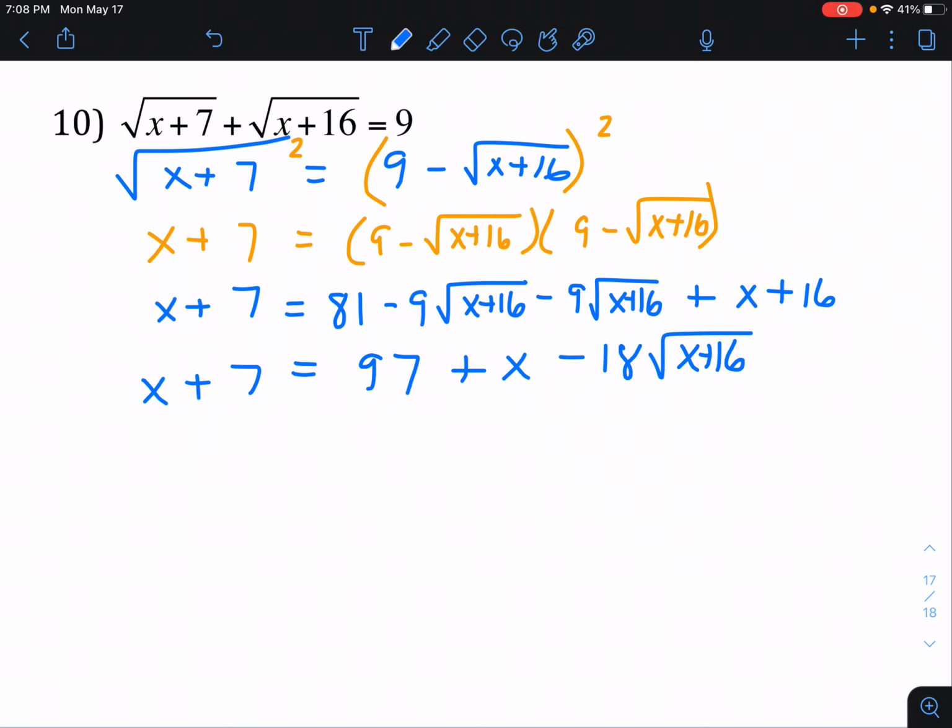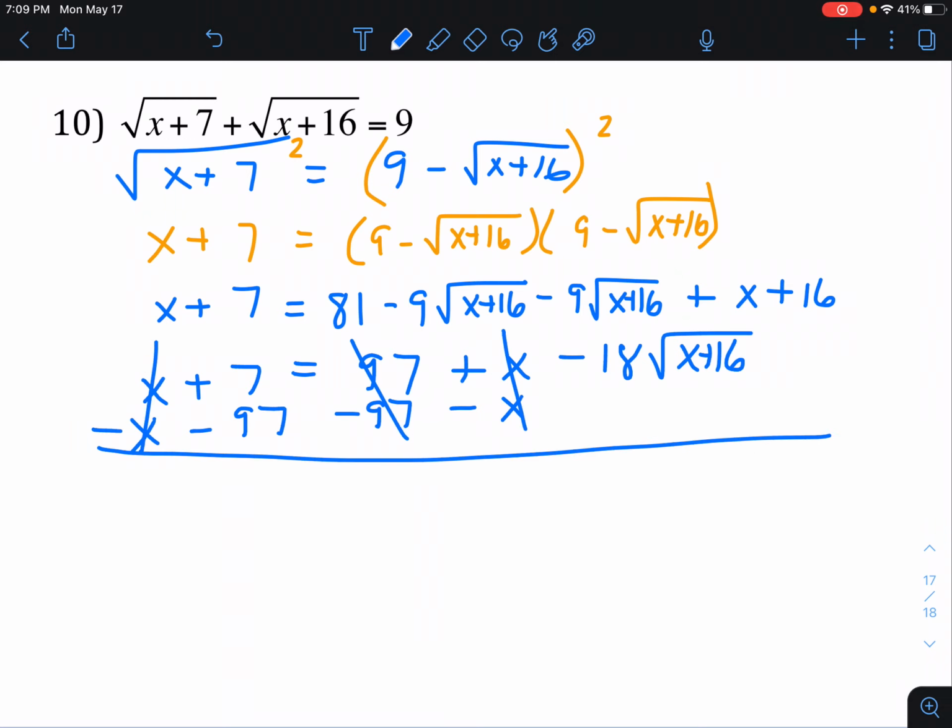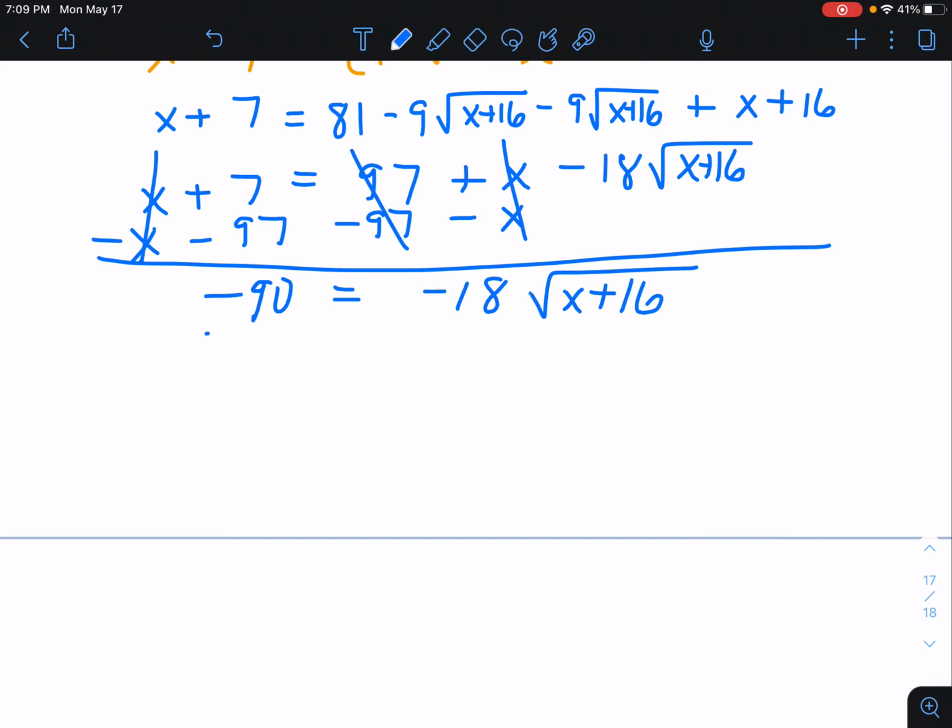Now that we're down to one radical, let's work on getting it by itself. So we are going to first subtract 97 from both sides. We're also going to subtract 8x from both sides in the same step, which we get lucky and it cancels the x on the left also. So this will be negative 90. Now at this point, it's not isolated yet. We got to divide both sides by negative 18. So that'll be 5.